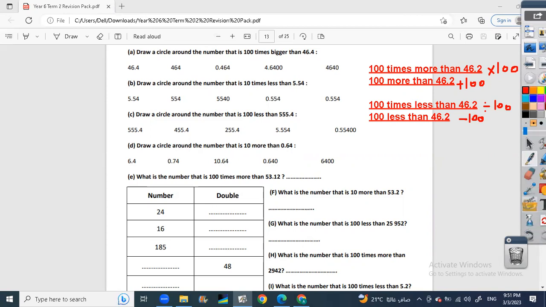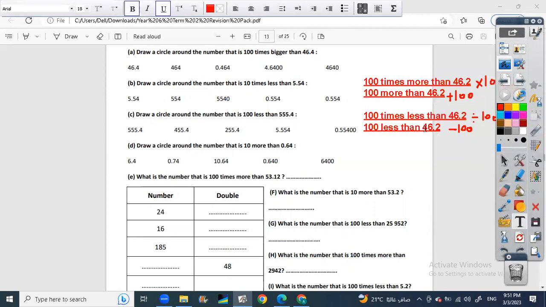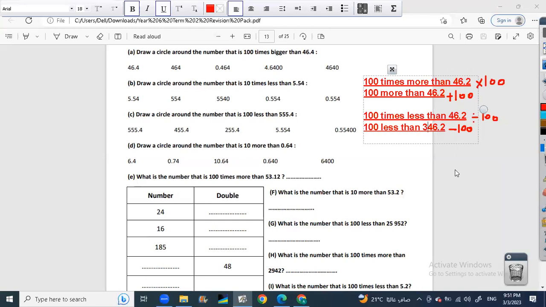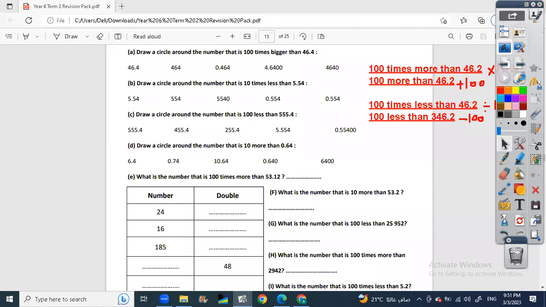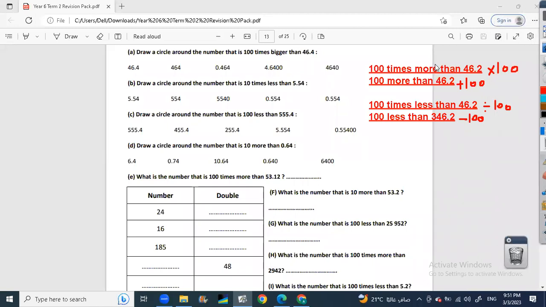I'm going to need to change this question over here and make it, for example, 346. So again, I'm going to repeat the explanation. If I say to you 100 times more, it means multiply by 100. 100 times less, it means divide by 100. If I say 100 more without the word times, add 100. 100 less without the word times, subtract 100. Okay, guys? So this is the rule. All right, so let's now answer the questions.